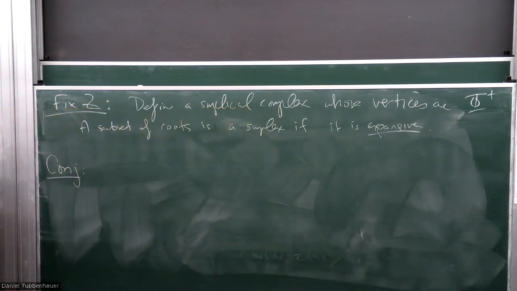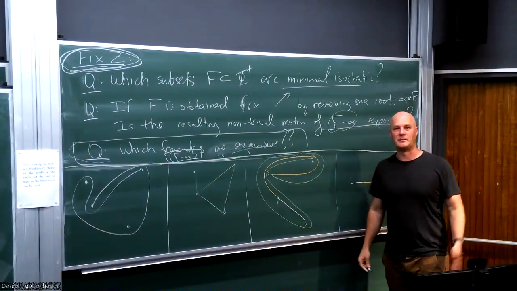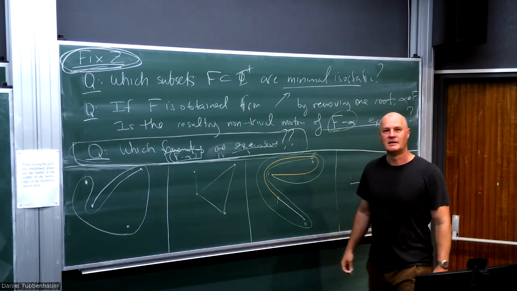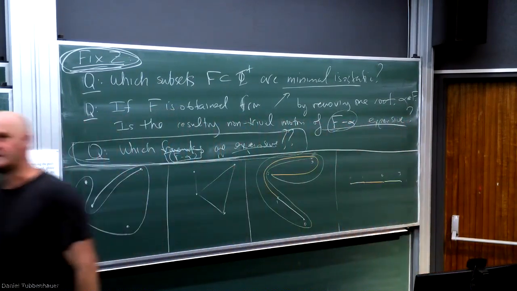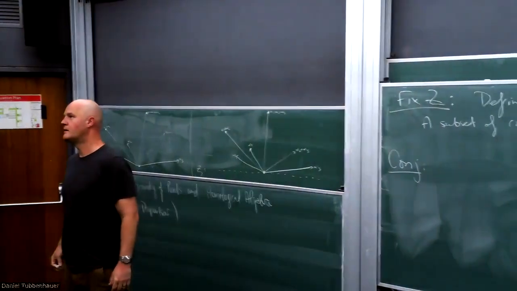I'm confused. Are these top-dimensional simplices? The top-dimensional simplices would be the things of this form, but any subset of something of that form is in the lower dimensions. Okay, but a subset of expansive... Yes, definitely. So can I ask, do you have to choose the root that is to be deleted to get an expansive thing?